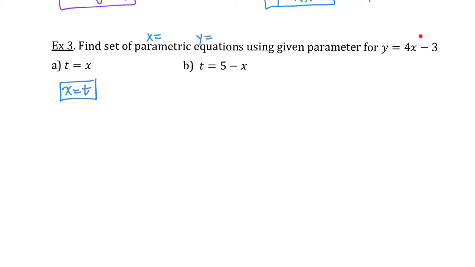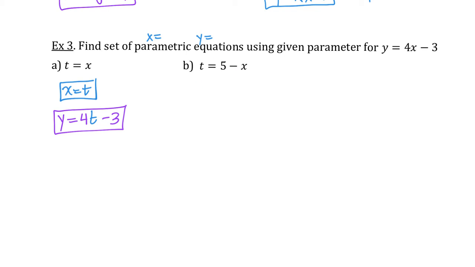Now I'm trying to work with this equation right here. So I'm just going to plug x equals t into that equation over there. So I'm going to have y equals 4, and then instead of x, I'm going to substitute t minus 3. And then that's my parametric equation for y because now it's in terms of t. It's not always given in such a straightforward way. Okay, if it was not given as t equals x, it's something like this.